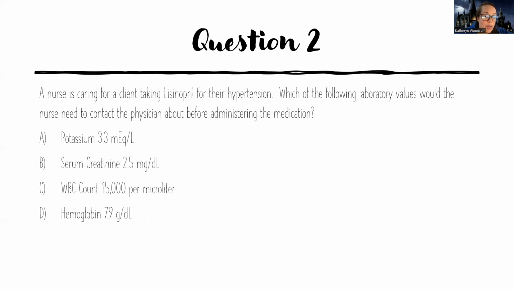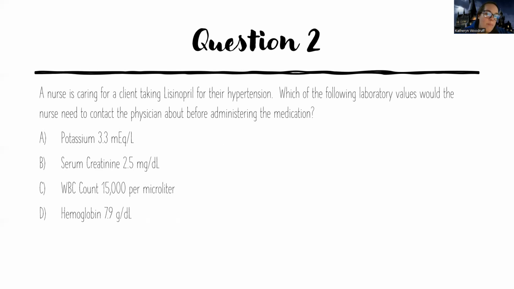Then D, hemoglobin of 7.9. So it's definitely on the low end. We usually don't transfuse until it's less than 7, but I don't know that there's anything about having that that's going to affect their ability to take their lisinopril, like having a lower hemoglobin is going to affect their safety around that.